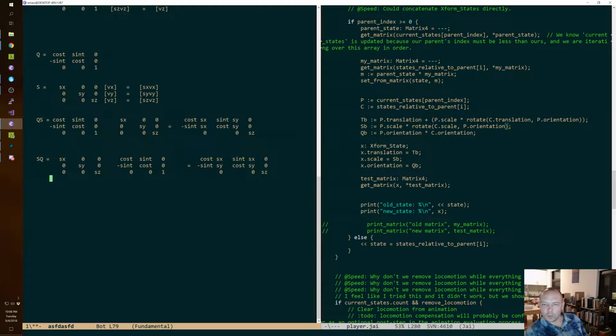All right. Duotone says, I might be wrong, but if you have QSV equals QOV, then multiply both sides by S minus 1, Q minus 1.